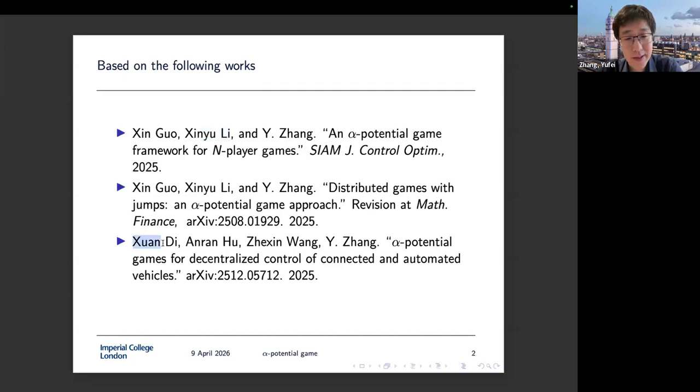The third work is more like an extension or application of the theory from the first two papers. We are together with colleagues, Anran, who is currently an assistant professor at Columbia, and her colleagues in civil engineering at Columbia. We are applying this framework to automated driving.